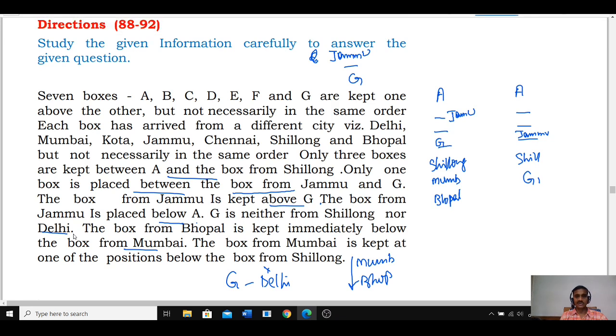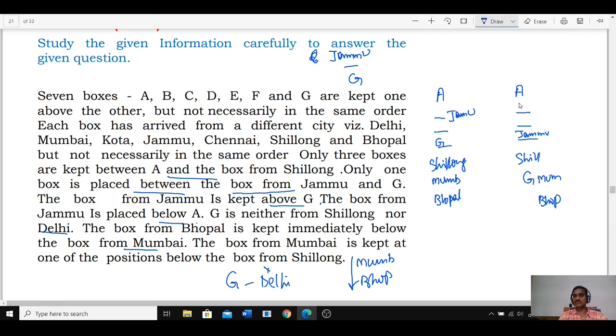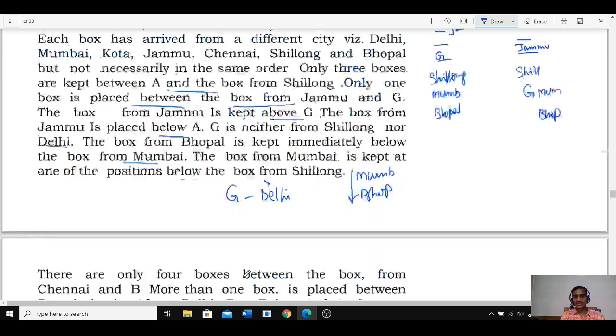G is neither Shillong nor Delhi, isn't it? Now if Mumbai is here, there is a possibility. Then Bhopal will be here. Bhopal. 1, 2, 3, 4, 5, 6, 7. And the box from Mumbai is kept at one of the positions below Shillong.